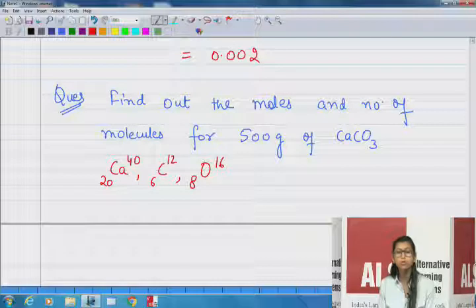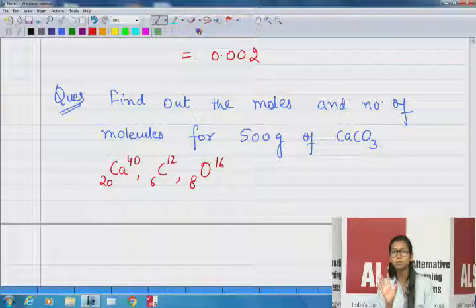Then what about the number of molecules? You got the number of moles, then what will be the number of molecules? You know that 1 mole has Avogadro's number of molecules, that is, 1 mole has 6.022 times 10 to the power 23 molecules. So what will be the amount in the 5 moles? Just calculate it, tell me the answer.